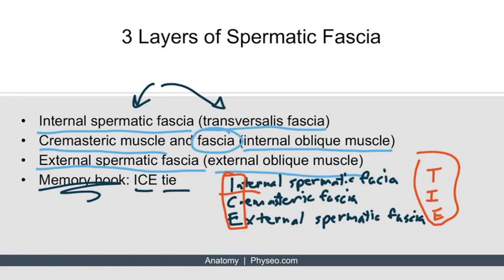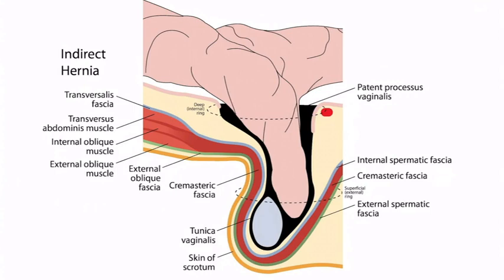The internal spermatic fascia comes from the transversalis fascia, the cremasteric fascia comes from the internal oblique muscle, and the external spermatic fascia comes from the external oblique muscle. IceTie. This image shows an anterior view of a right-sided indirect inguinal hernia.